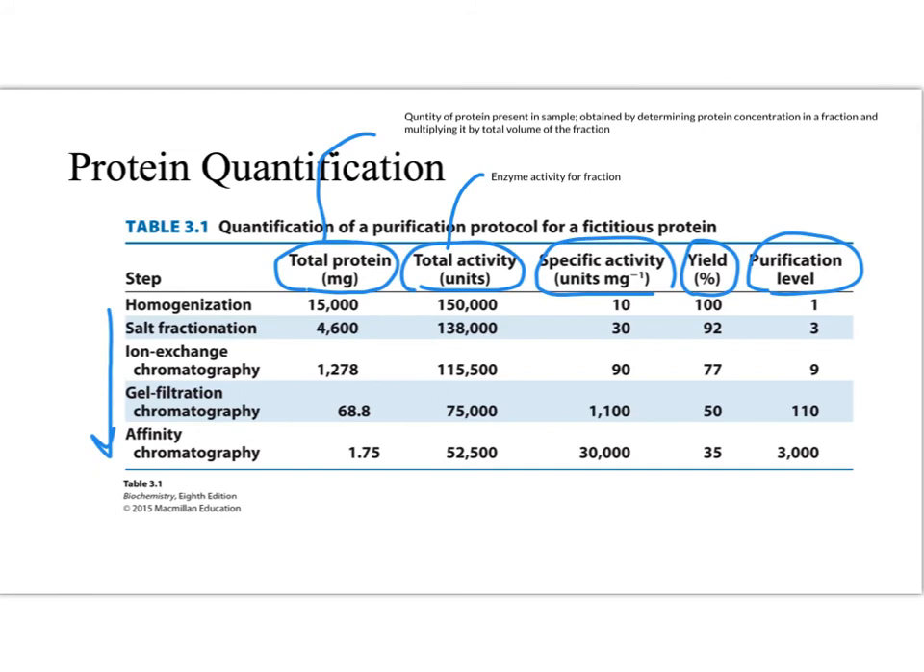Then we have specific activity. And the specific activity we're going to obtain by dividing the total activity by the total protein. So total activity divided by total protein.